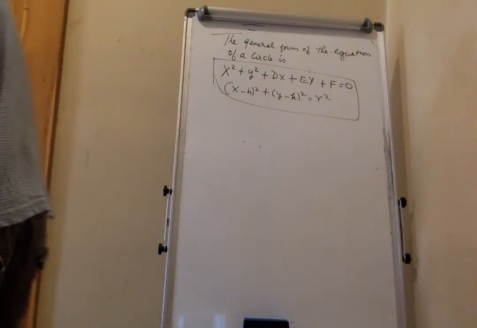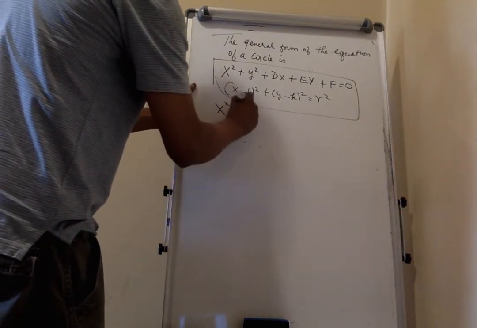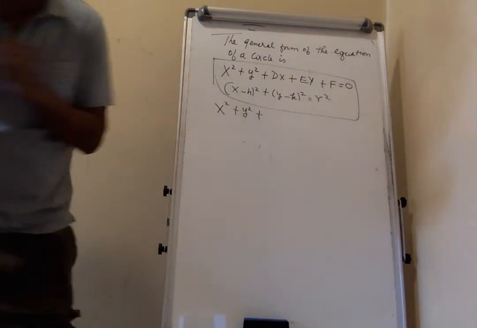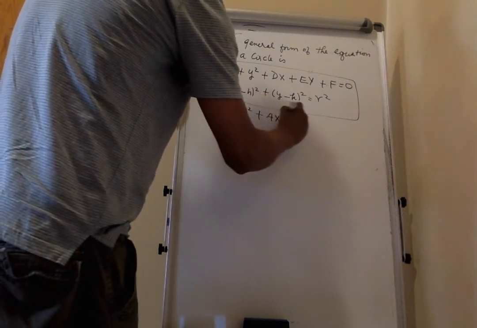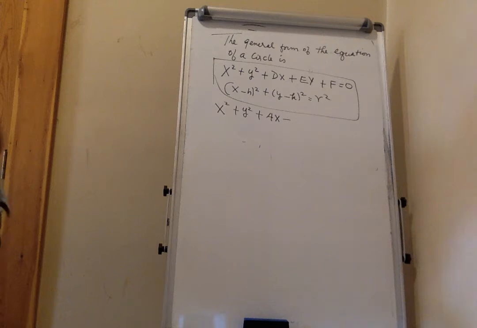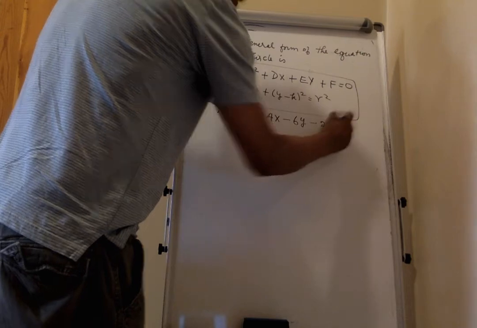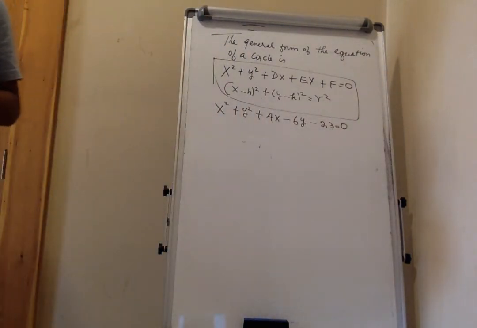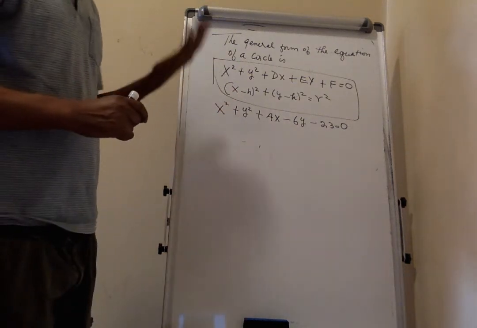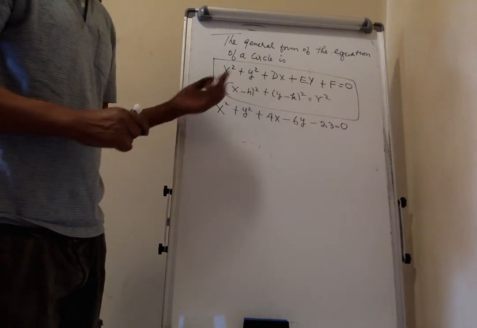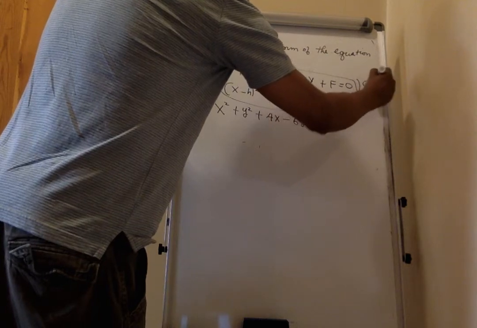Suppose now you have x squared plus y squared plus 4x minus 6y minus 23 is equal to 0. And then you are asked to find the center and the radius by looking at this. In order to find the center and the radius, it's much easier to write it in the standard form. Right? This is the standard form, and this is the general equation form.